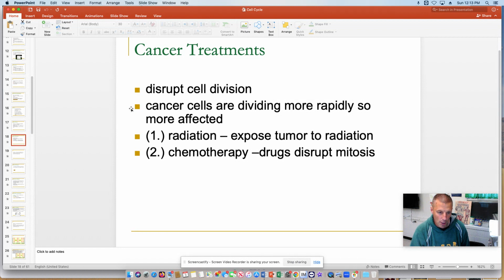Now this bullet point up here tells you about that. When doctors are treating these things, it's going to have a more marked effect on the cancer cells because the cancer cells are dividing more rapidly. So your healthy cells aren't dividing as rapidly, and so although that may be disrupted, it may not have a really detrimental effect, although usually there are some side effects.